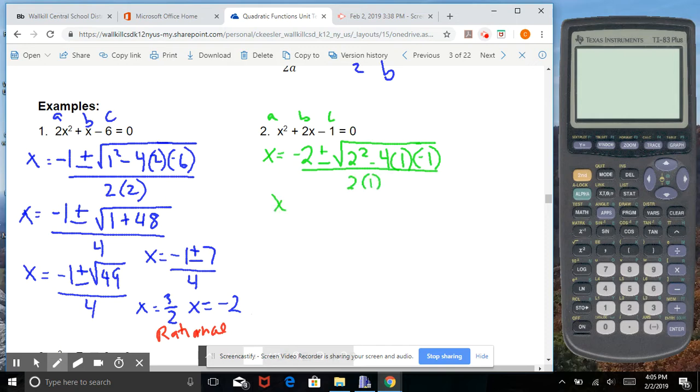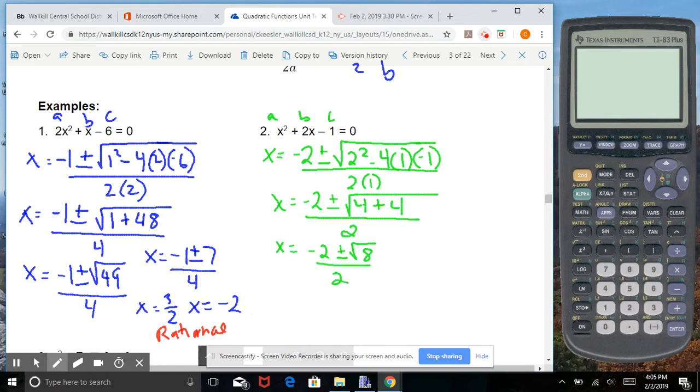Now we start to simplify. X equals, bring down the negative 2, bring down the plus or minus. The square root of 2 squared is 4. A negative times a negative makes a positive, and 4 times 1 times 1 is just 4. All over 2 times 1 is 2. We continue to simplify. Negative 2 plus or minus the square root of 8 all over 2.